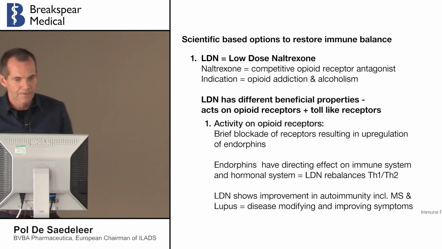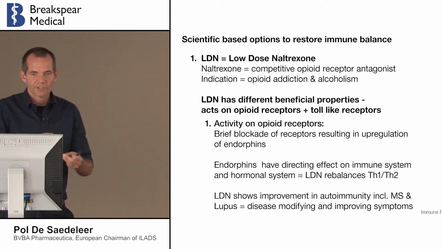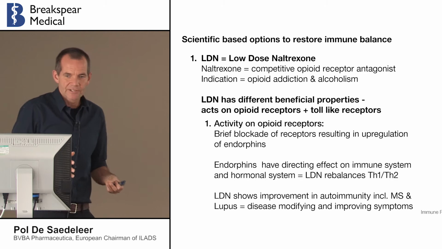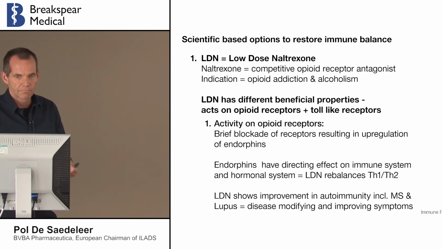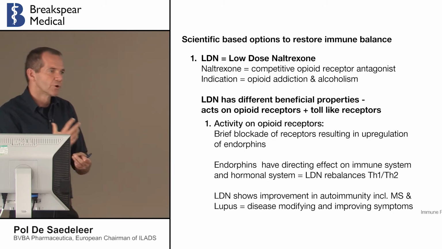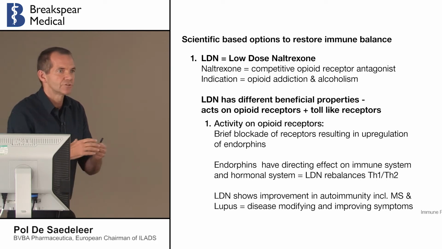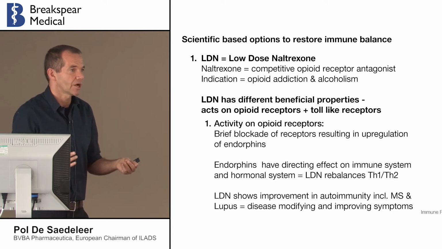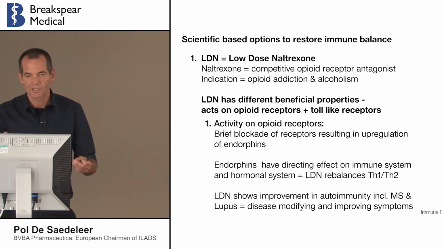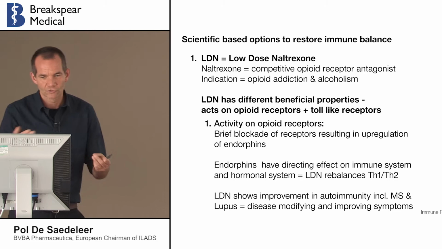LDN. What is LDN? Low-dose naltrexone. We know naltrexone as a 50 milligram tablet that is blocking opioid receptors in competition. So that means that we use naltrexone in its 50 milligram form in treatment of addiction, all kinds of addiction, alcohol, opioids, and so on. Now, the properties I would like to discuss today are totally different.